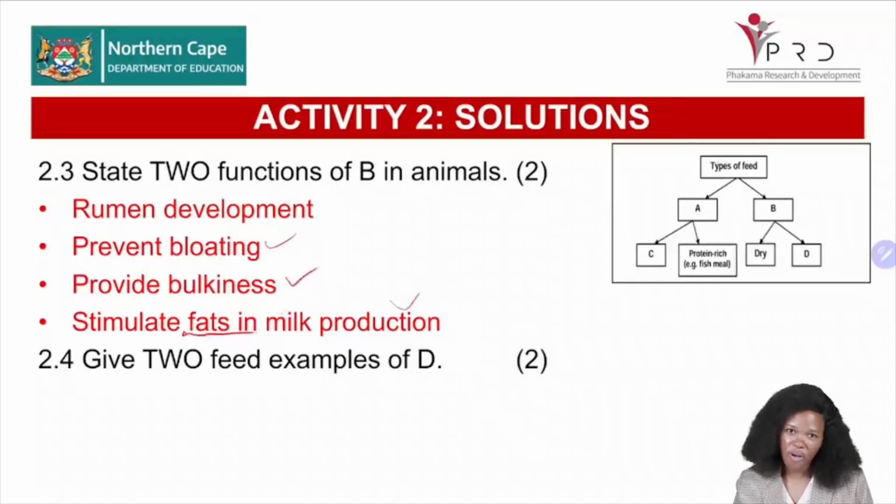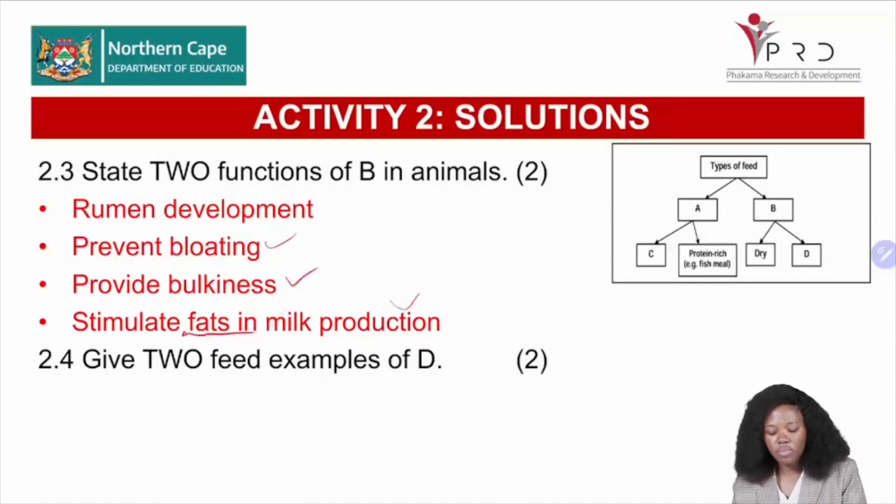Right? 2.4. Give two feed examples of D. Give two feed examples of D. Now, when you look at the component of D, it is not divided into protein rich and energy rich. It is just divided into dry and D being the succulent, not the energy rich, but being the succulent.